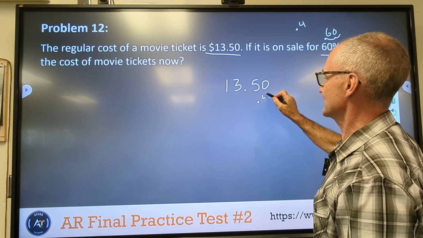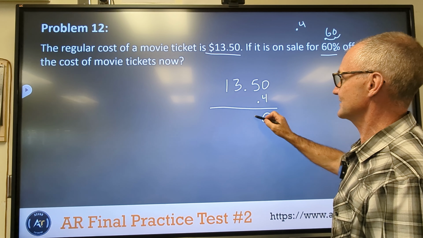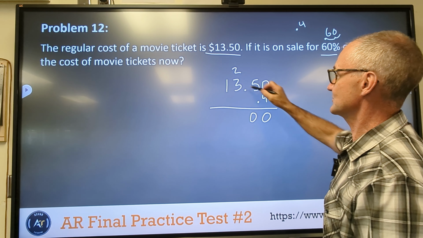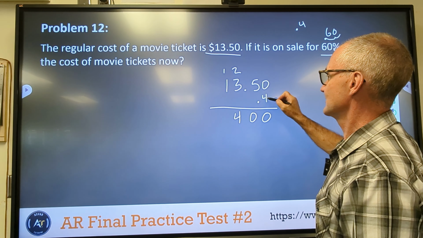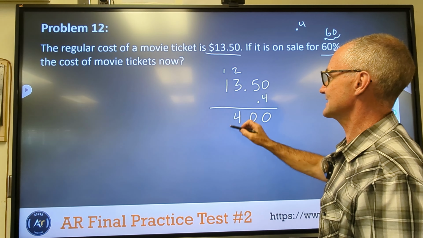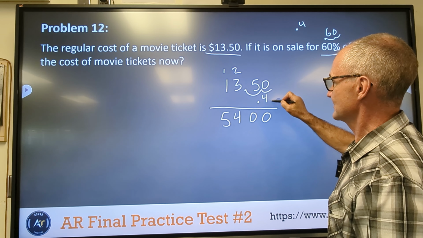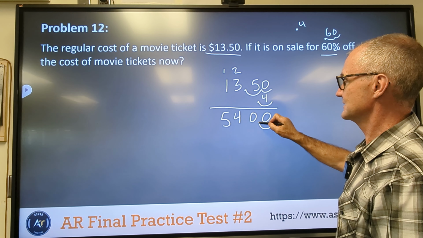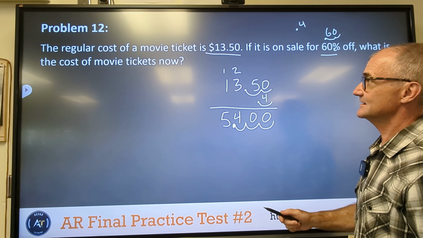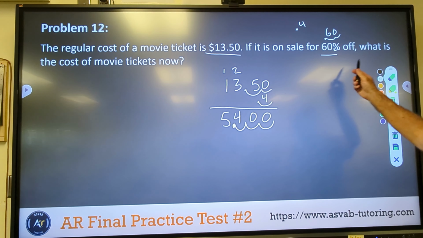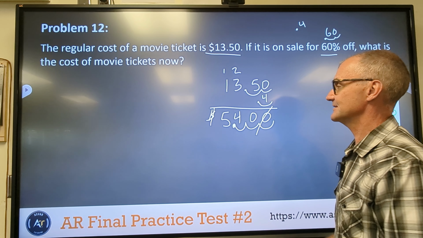So I have $13.50 times 0.4. I'm going to multiply those together. 4 times 0 is 0. 4 times 5 is 20. Carry the 2. 4 times 3 is 12. 13, 14. Carry the 1. 4 times 1 is 4, plus that 1 is 5. Then I count over 1, 2, 3. So I got to go over 1, 2, 3. And the remaining price of the ticket, if it is 60% off, is $5.40. Don't need that 0 on there.